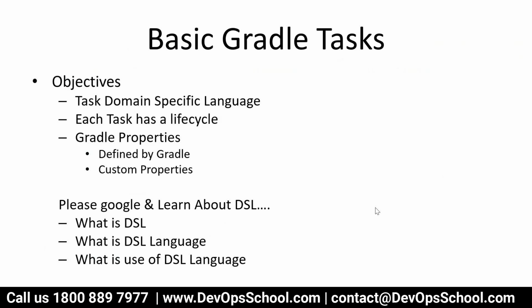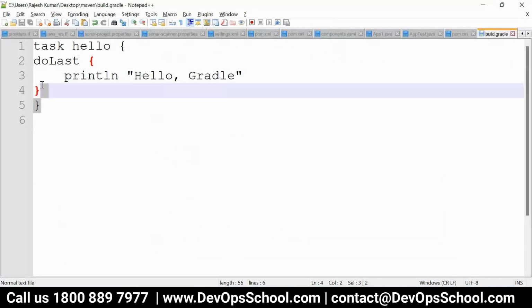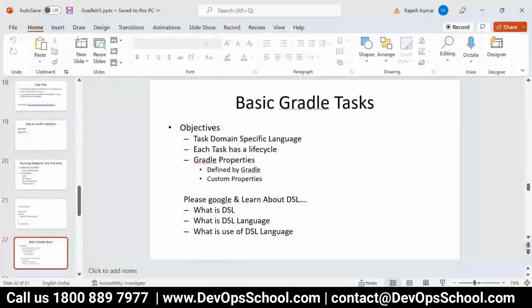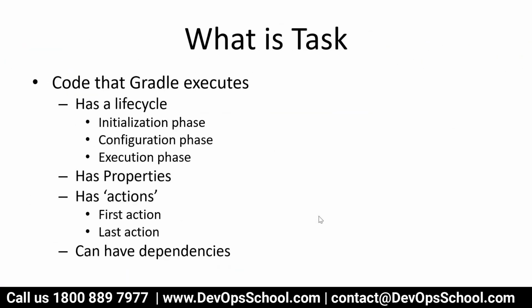Each task has a life cycle. So this task which you see has a life cycle. What life cycle? Each task runs in three phases. Which are those? See here. The life cycle will have these phases: initialization phase, configuration phase, execution phase. Now we'll say what is the difference. We'll understand this one in some time.